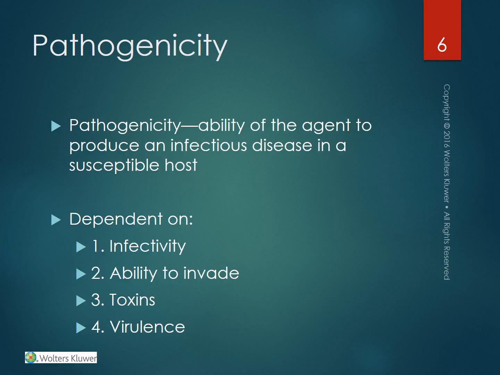Pathogenicity. The progression of infectious disease depends upon its pathogenicity, or the ability of the infectious agent to produce disease in a susceptible host. Pathogenicity is dependent upon the infectivity of the agent and its ability to invade and destroy the body's cells. Pathogenicity also depends on the ability of the agent to produce toxins. Lastly, pathogenicity depends on virulence, which is the severity of infectious disease that results from exposure to the agent.